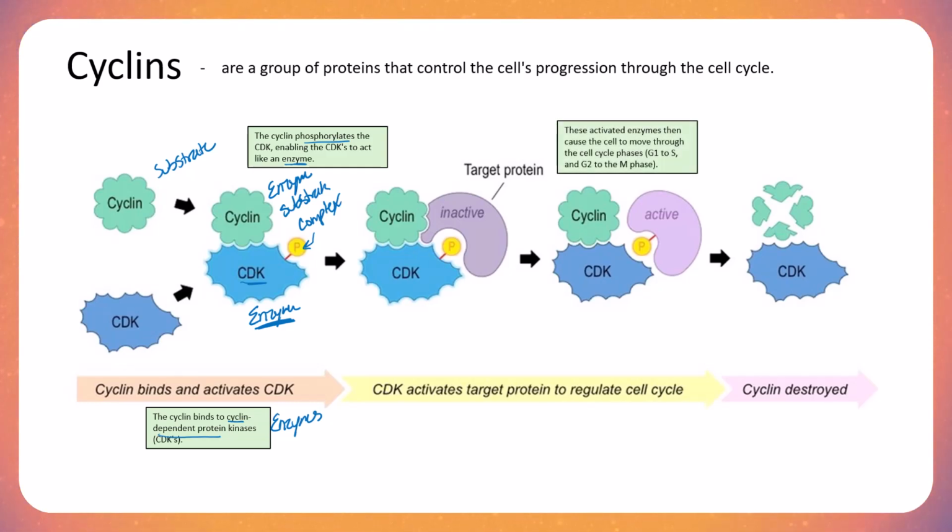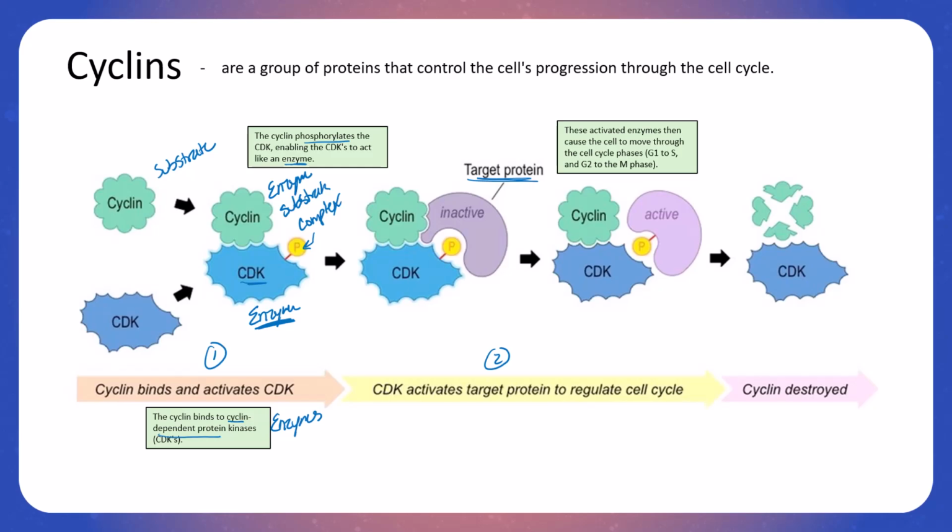Next, the CDK activates target protein to regulate the cell cycle, and so these activated enzymes then cause the cell to move through the cell cycle phases, G1 to S, G2 to M, or through the M phase, PMAT: prophase, metaphase, anaphase, telophase. So number one, the cyclin binds to activate CDK through phosphorylation. Two is CDK activates the target protein. The target protein is a protein that is going to help regulate the cell cycle.